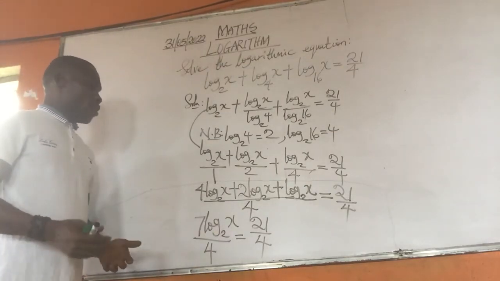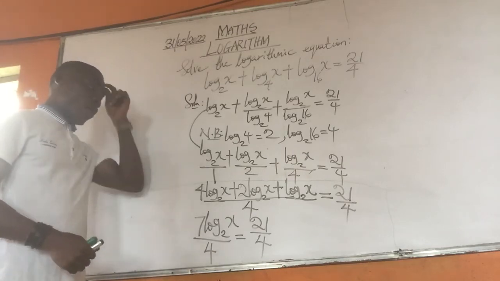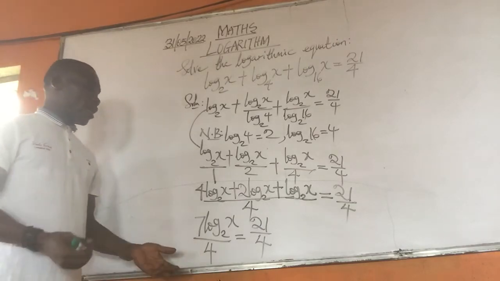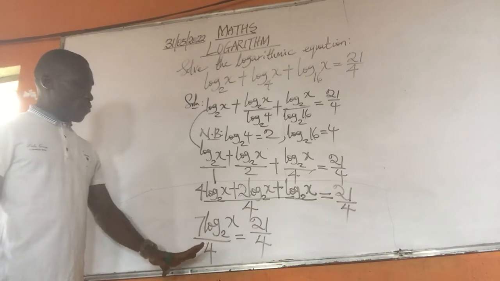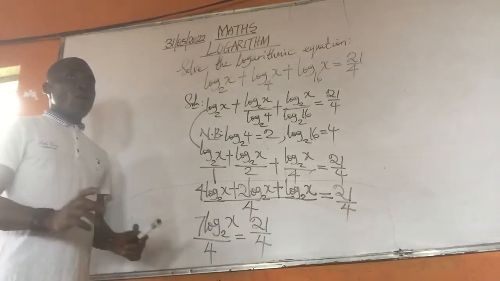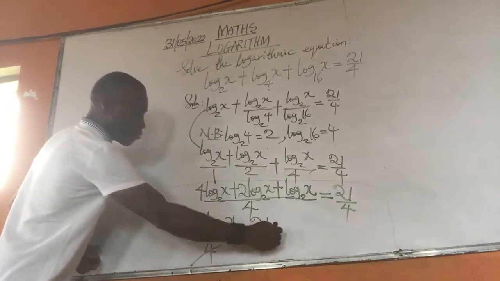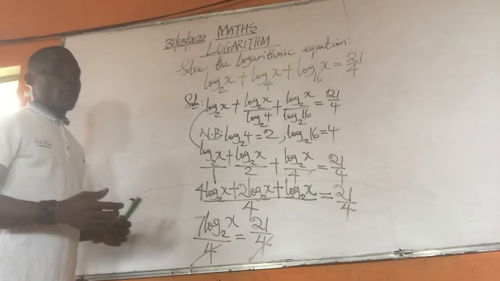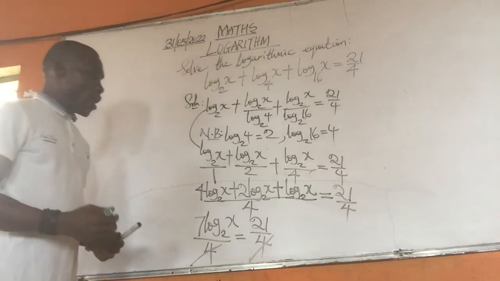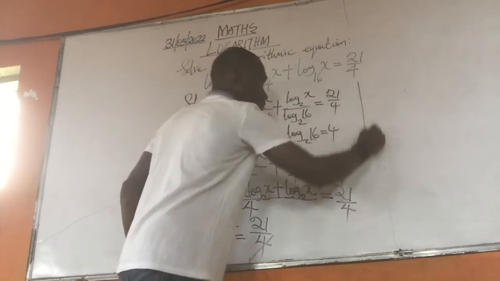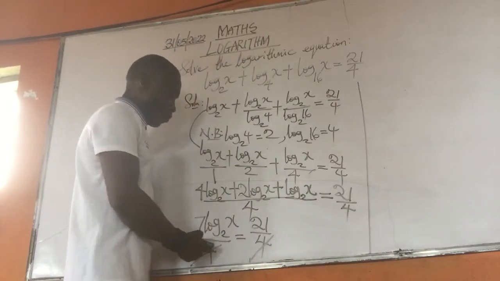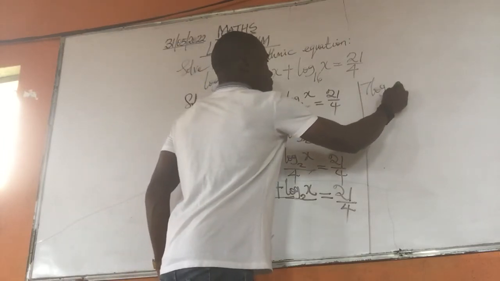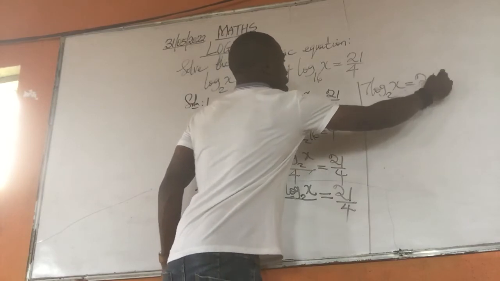What we need to do next, some students will like to cross multiply, but right here I am not cross multiplying. Since at both sides of the equation at my denominator level, I am having 4 here, I am having 4 here, all I have to do is to cancel the 4. So that means I am left with 7 log base 2 raised to the power of x equal to 21.